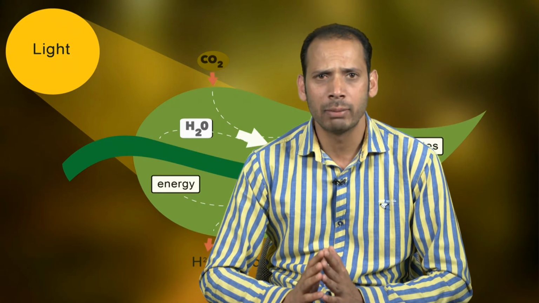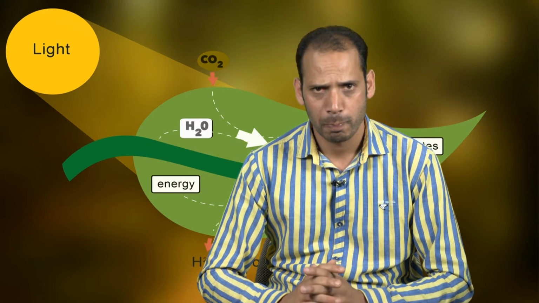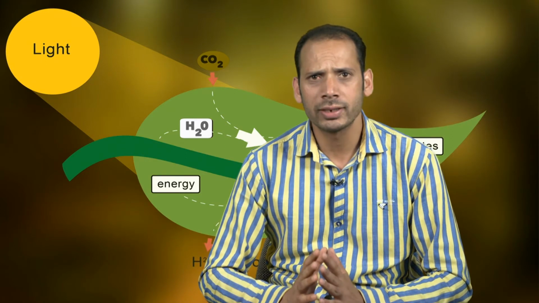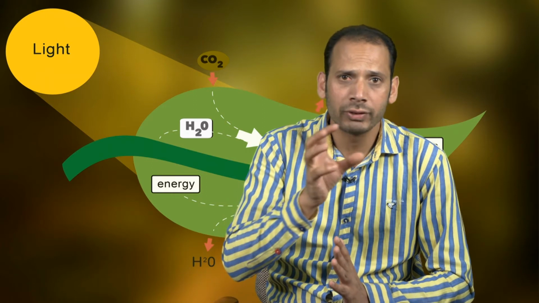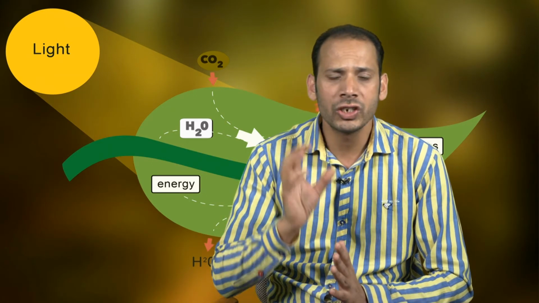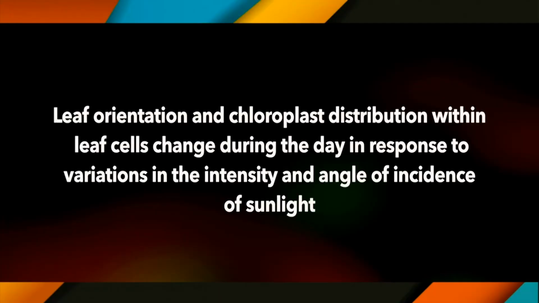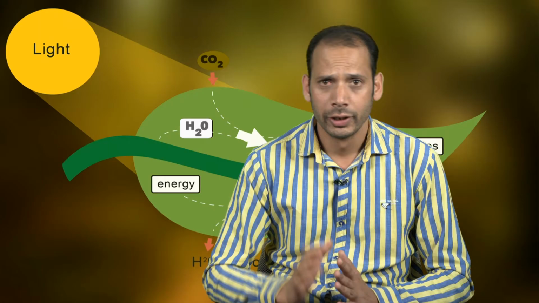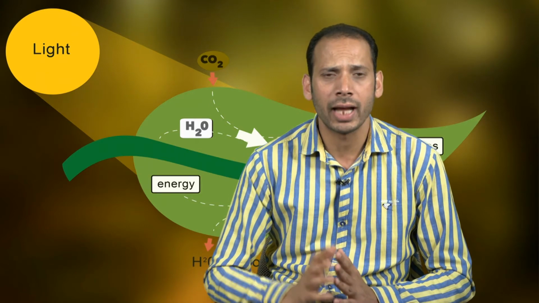environment are found in animals, fungi, microorganisms, and plants. The presence of a photosensory system confers to the organism the capability to react with appropriate responses to the changing environmental conditions. Leaf orientation and chloroplast distribution within leaf cells change during the daytime in response to variations in the intensity and angle of incidence of sunlight, thus providing the best conditions for energy interception by the photosynthetic apparatus.